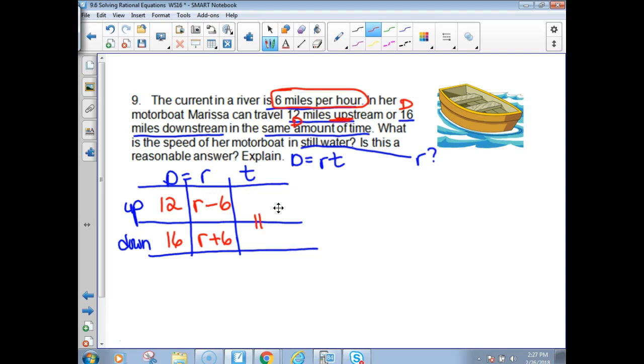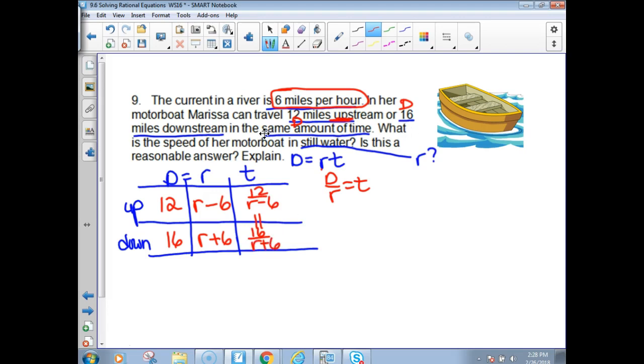So now I need to fill in time, but my formula says distance equals rate times time. Well, here's why we learn to manipulate formulas. If you were doing a computer program, you would be putting in something for t. You'd say t equals. What would it equal? Solve for t. Distance divided by rate. Okay? So I take my 12 divided by my R minus 6. I take my 16 divided by my R plus 6.